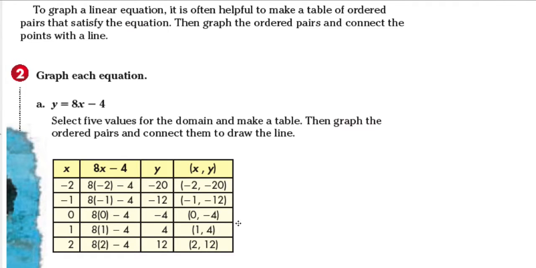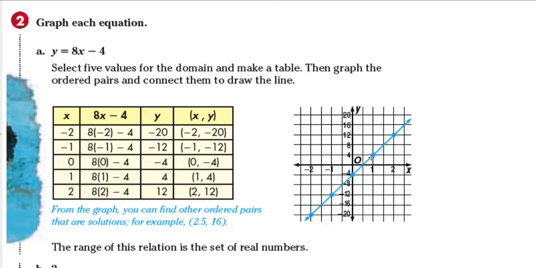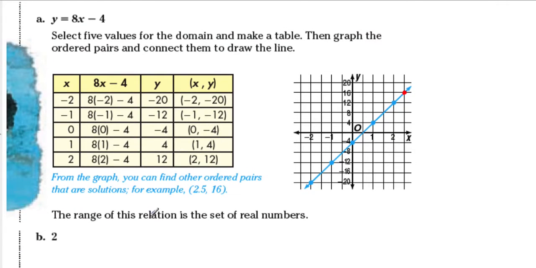And if we graph this, you can see that you can find other ordered pairs that are solutions to the same equation, such as 2.5 and 16. 2.5 is right here, 16 is right there. So that is a solution, because 2.5 and 16 will lie on the line. Any point that lies on the line will be a solution to y equals 8x minus 4. So the range of the relation is the set of real numbers.